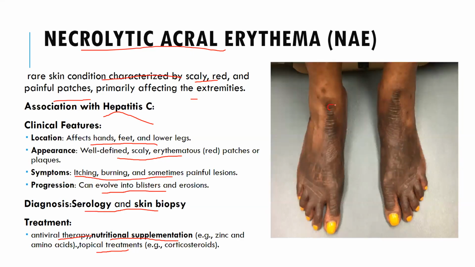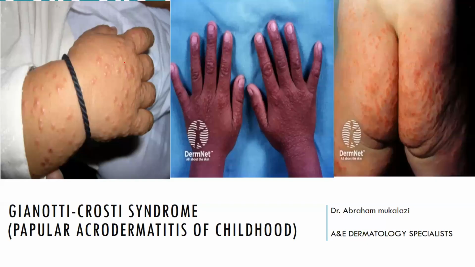So as you can see in this picture, this is a well-demarcated scaly hyperpigmented plaque on the lower leg. This is how necrolytic acroerythema will look. You should remember, in the word, acro means extremities, erythema means redness and more blood pumped to that area. Then necrolytic means that there's death of cells. So that's how it will manifest.